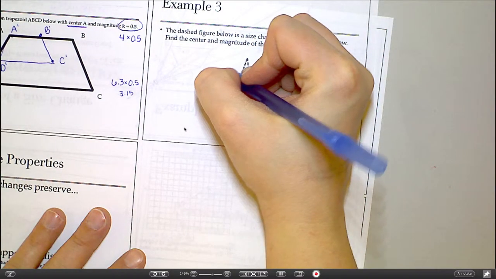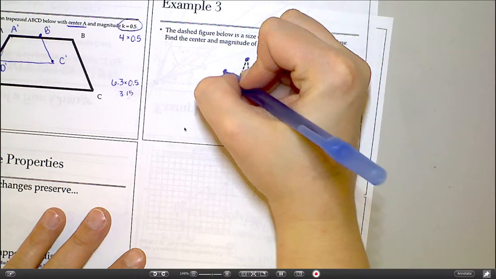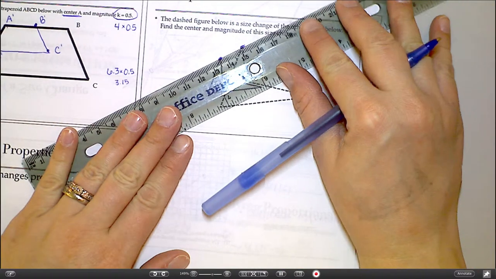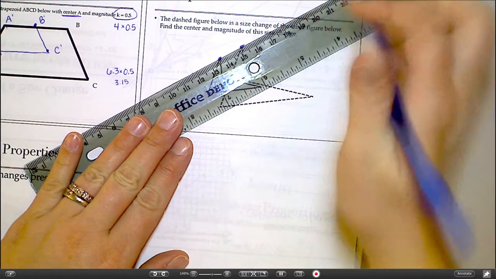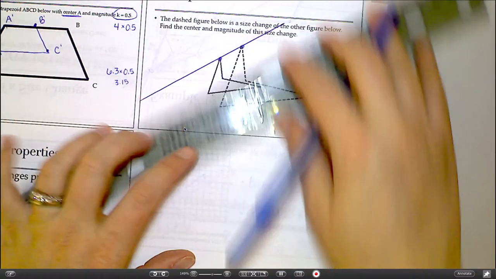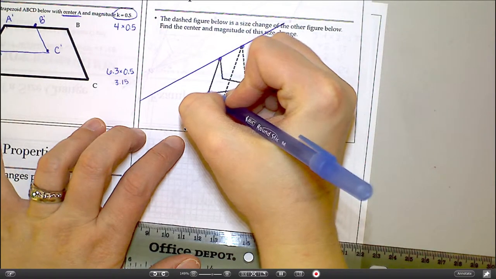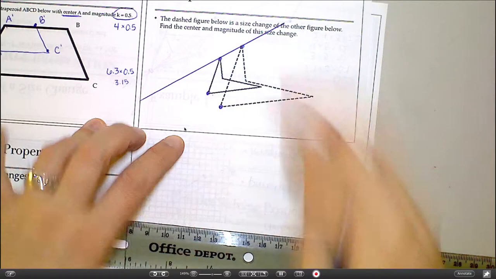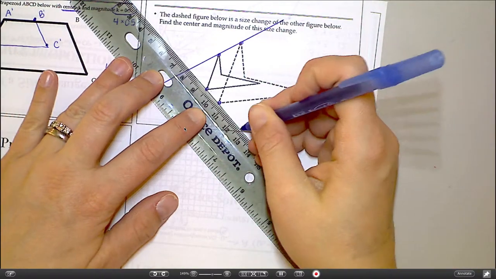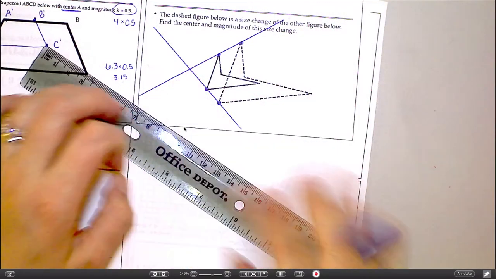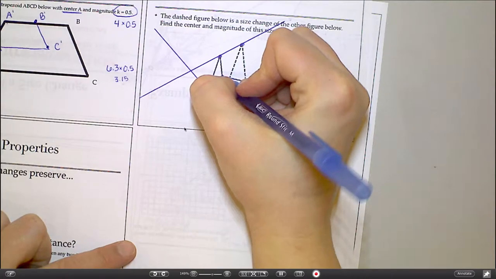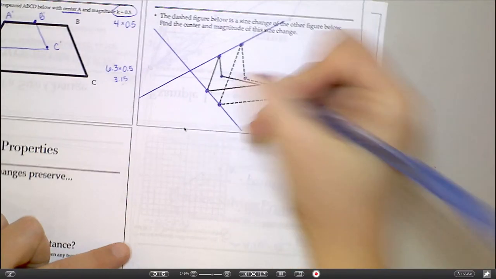So I'm going to connect this point with this point because those two correspond with each other. And I'm going to draw a nice long line because I don't know where all those lines are going to cross, but I'm going to try to find it. So connect there. Okay. I'm going to connect this point with this point. Okay. Go like this. So now I can kind of see where they're going to cross. But I should do the other ones just to make sure I'm accurate.